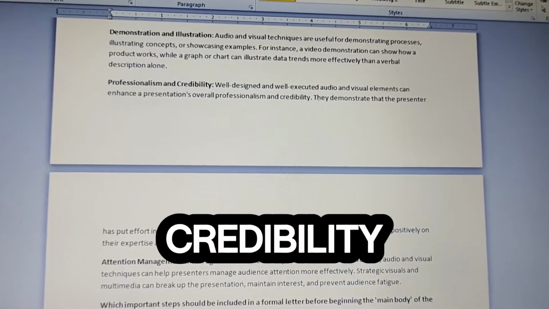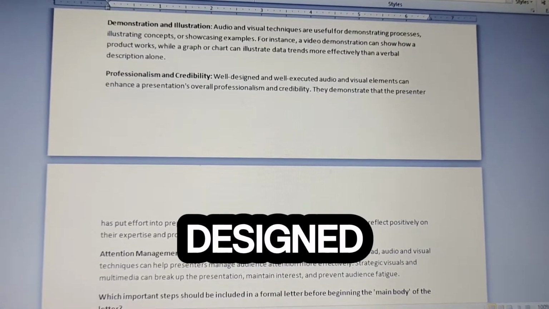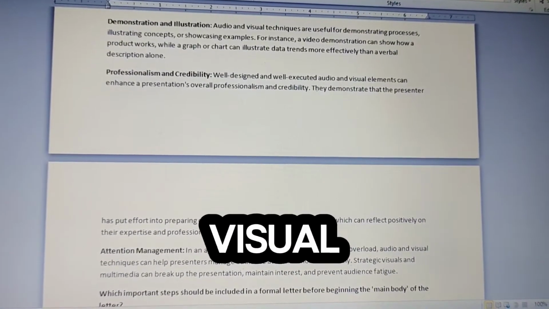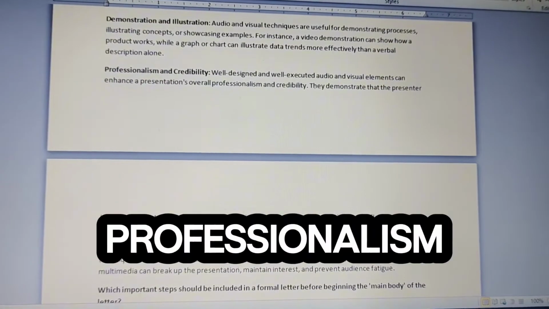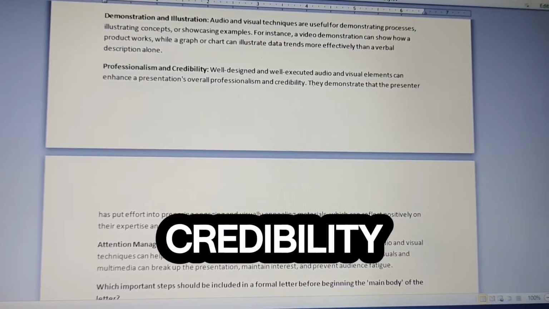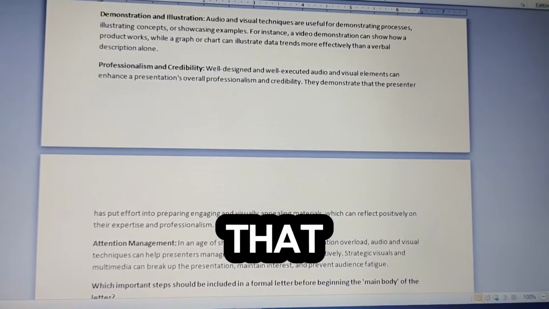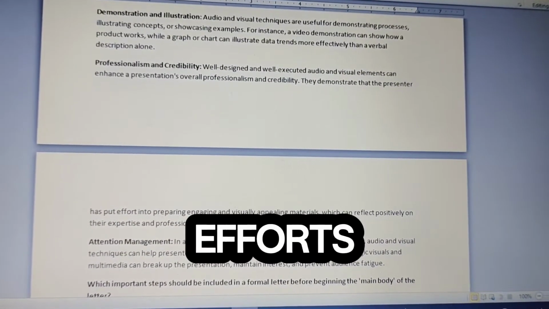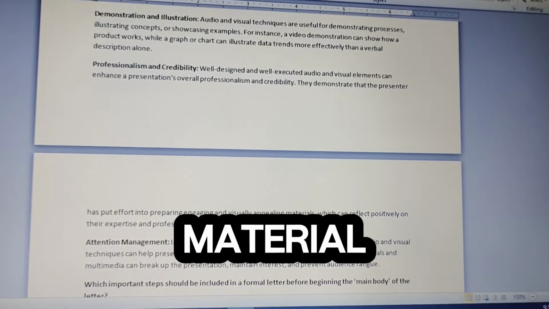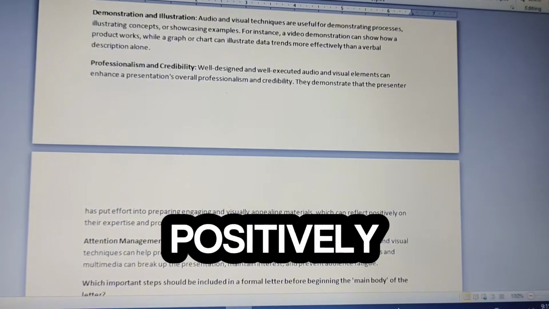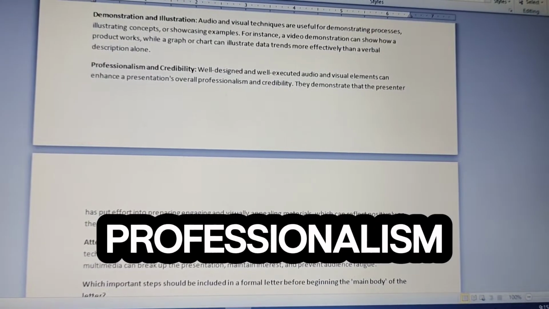Professionalism and credibility. Well designed and well executed audio and visual elements can enhance a presentation's overall professionalism and credibility. They demonstrate that the presenter has put effort into preparing engaging and visually appealing material, which can reflect positively on their expertise and professionalism.